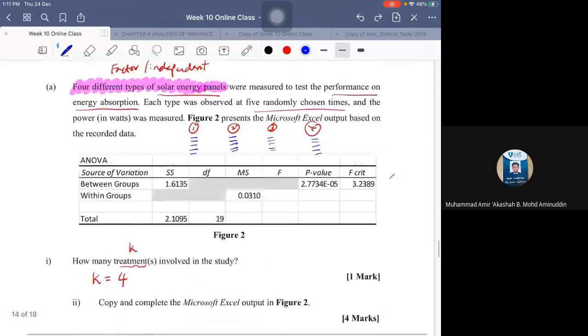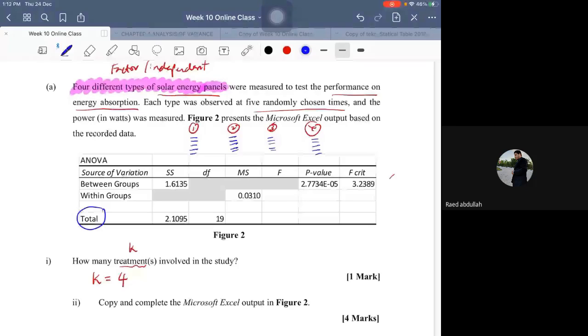Now somebody tell me, how would I find the element here? What should I do in order to find the element? We don't have any data. So how do I find the sum of squares of the within groups? Remember what I told you about total? It's a mathematical operation, but it doesn't involve division. It's minus. Minus, that's right.